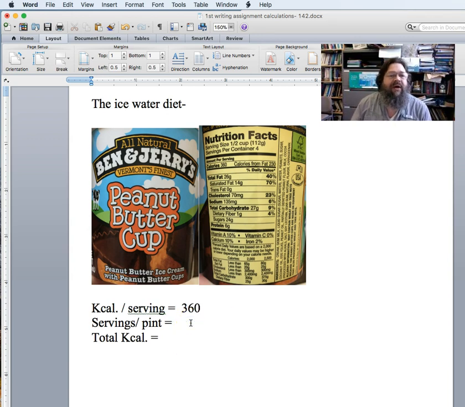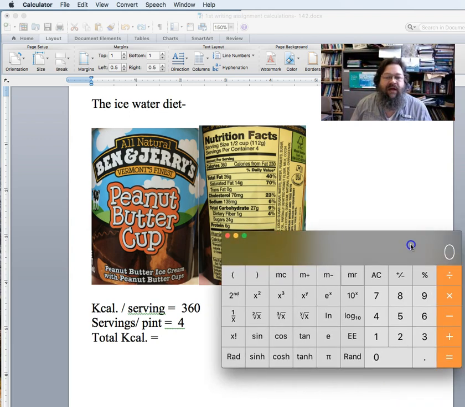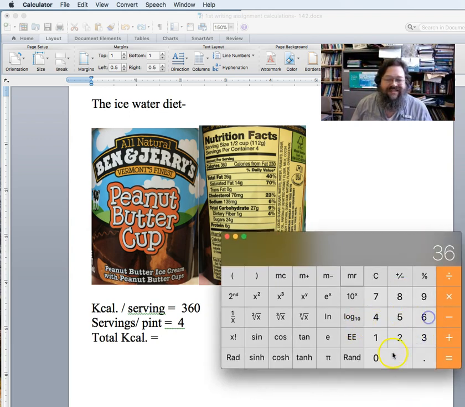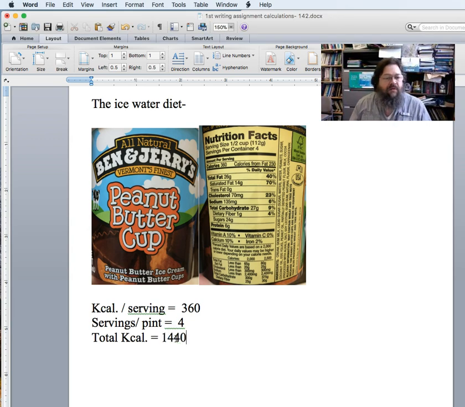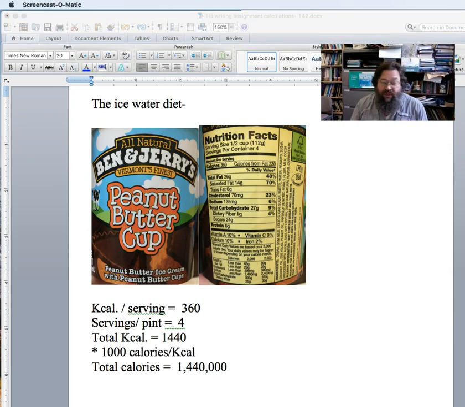And I'm actually going to eat a pint of this, and according to the label it tells me that there are 4 servings per container. So in order to figure out the total number of calories, I'm going to have to take my 360 times 4. I'm going to get 1,440 calories from eating this. But remember, that's kilocalories. Let's convert that to actual calories. To do that, I multiply by 1,000 calories per kilocalorie, and the total calories that I am getting from eating this pint of Ben & Jerry's is 1,440,000.